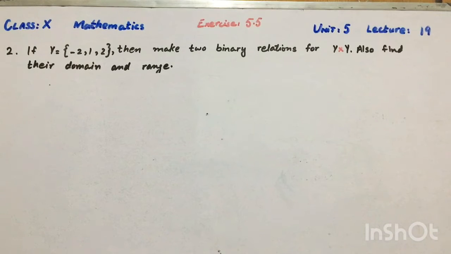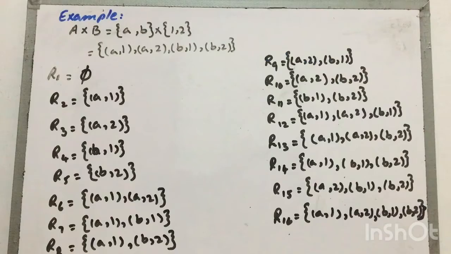If Y is a set consisting of elements -2, 1 and 2, then make two binary relations for Y into Y. Also find their domain and range. Before starting, we have to understand what a binary relation is.